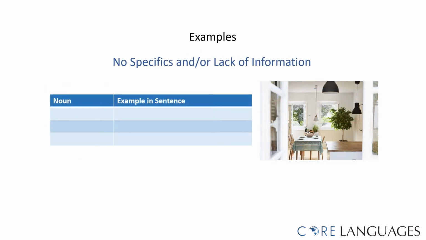Here are examples of sentences that use the indefinite article with nouns that we have no specific knowledge about or that we lack information about. For example, the noun apartment. Look at the following sentence. She is looking for an apartment. Or the noun house. Do you live in an apartment or a house?